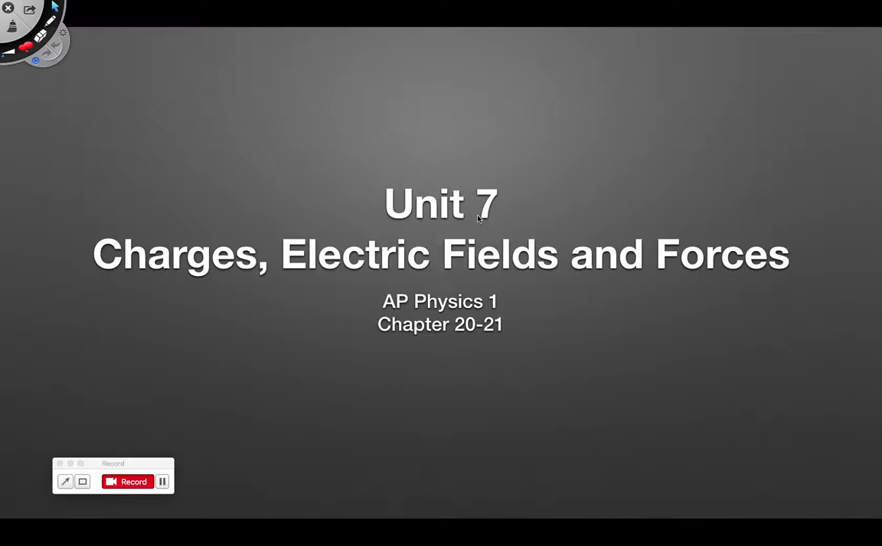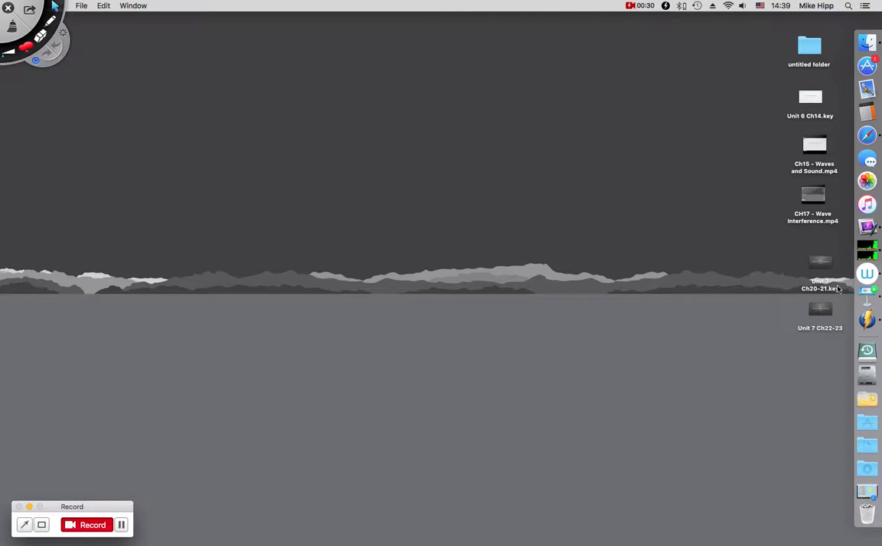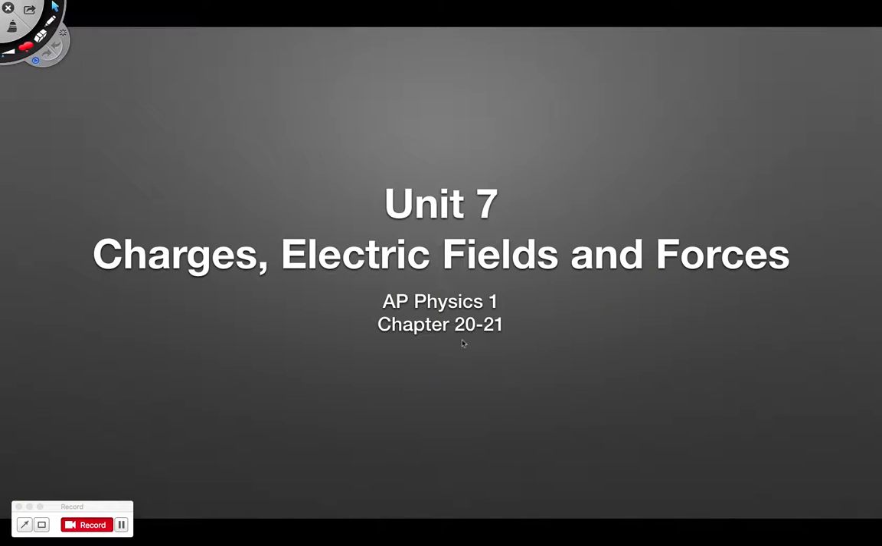And then the second part is going to be more about the flow of those charges, things we call circuits and things like that. So that's going to be the sequence that we're going to do. First, we're going to look at 20 and 21, which is charges, electric fields, and forces.